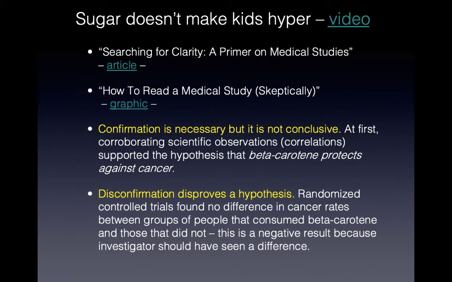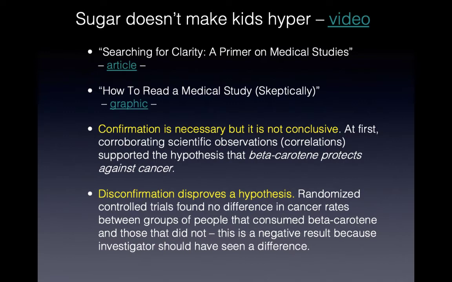Again, what we need to see is that the beta-carotene consumption, as opposed to non-consumption, leads to fewer cancer rates, and that was never found. Disconfirmation disproves a hypothesis. This is important. We want to look for disconfirmation. Although this sounds crazy, we also want to consider evidence that might show we are wrong in what we believe, because we don't want to believe what's wrong.